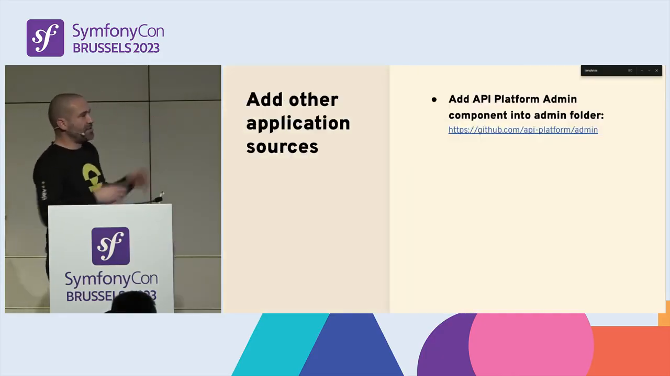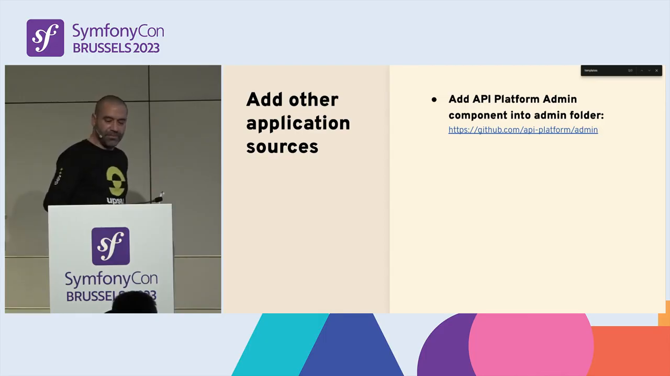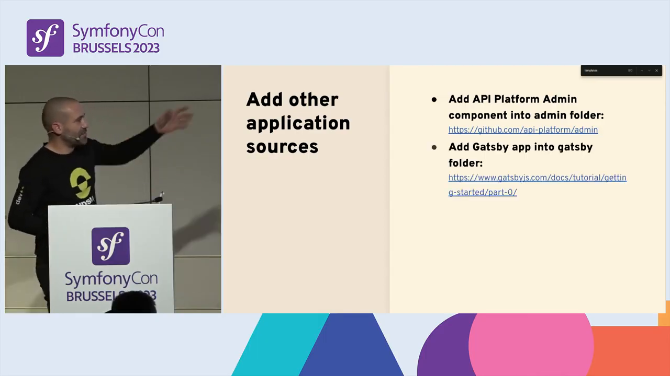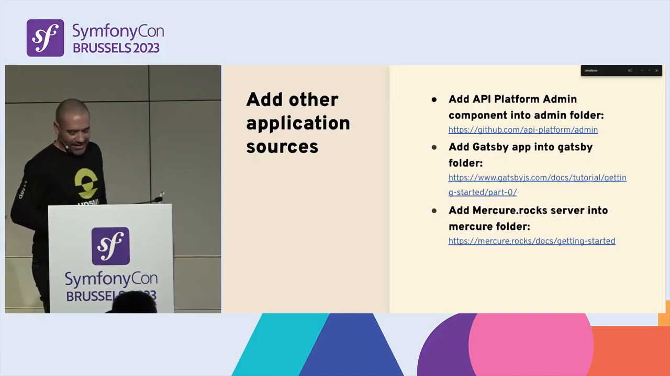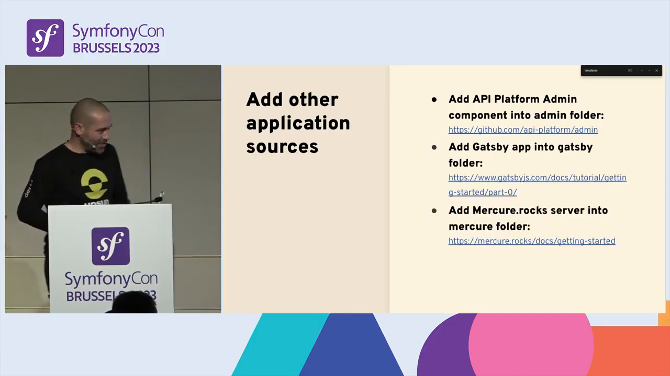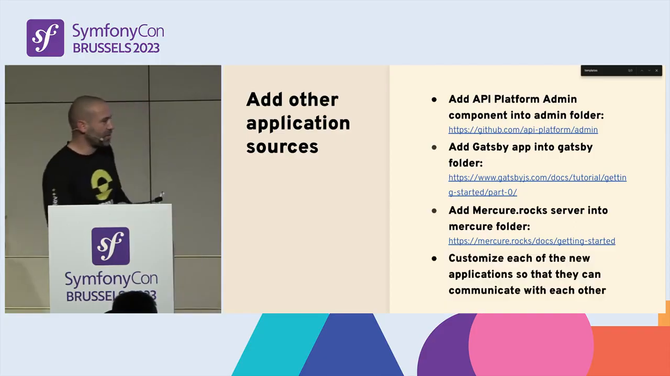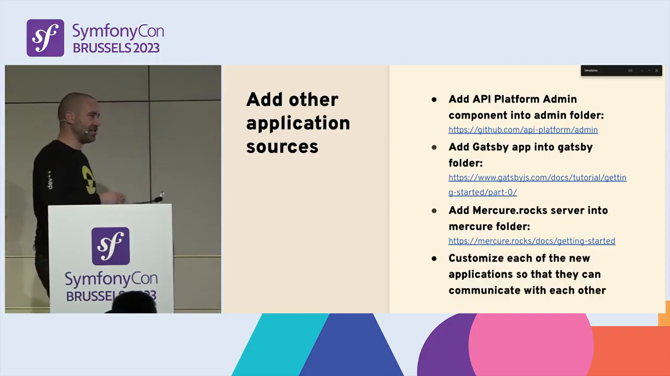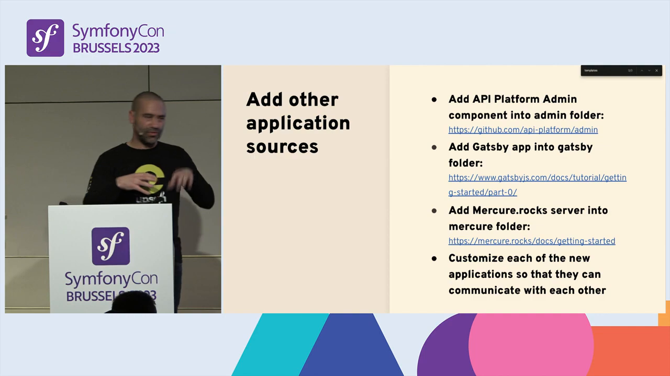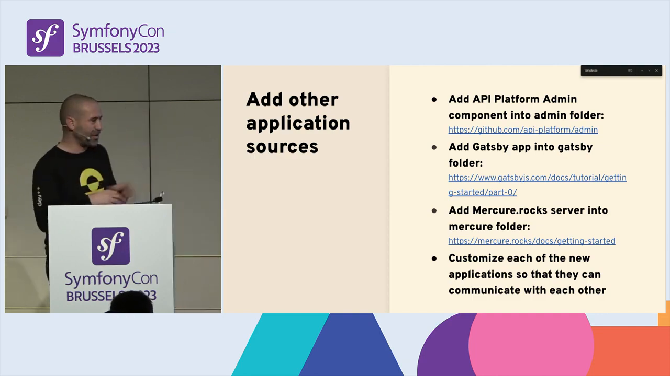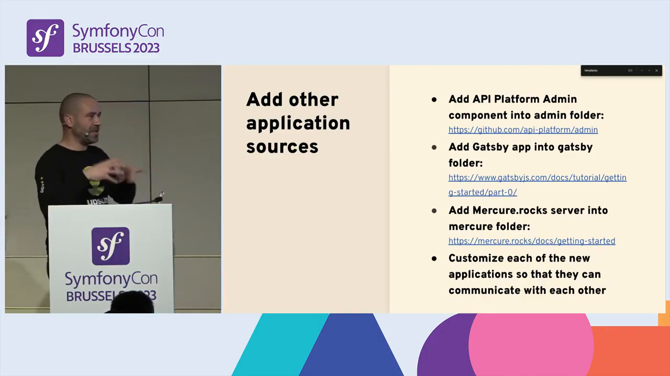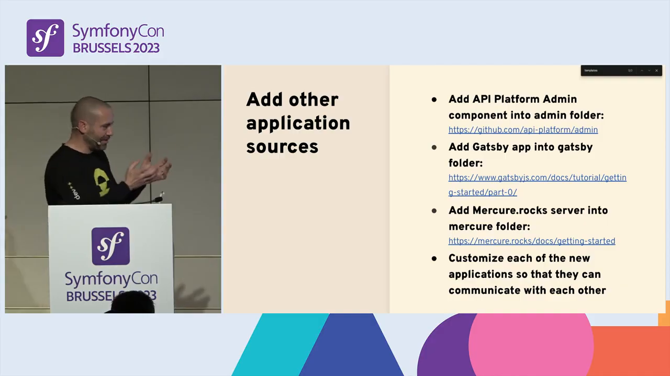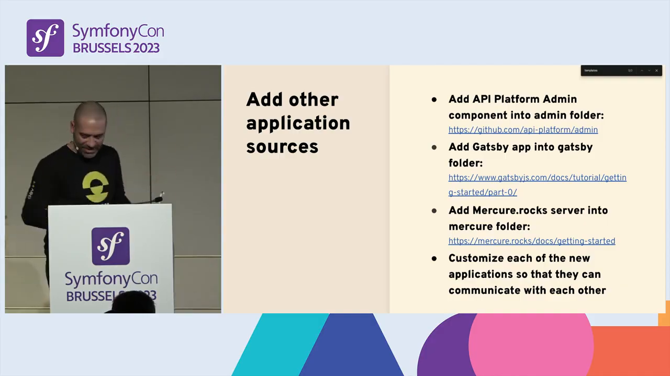Then you just add your API Platform component, so you just follow the getting started guide, the Mercure rocks, and you will then need to customize each of the new applications to be able to communicate with each other, but I will not go through this. I will just give you some tips and tricks on how to get everything well set to communicate with each other.